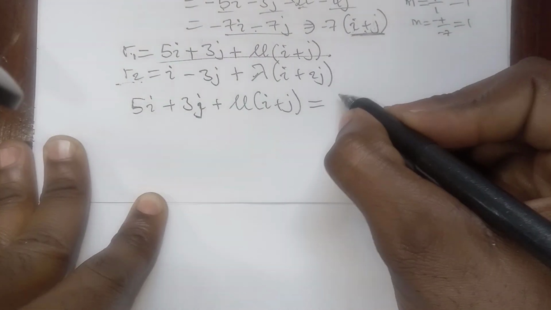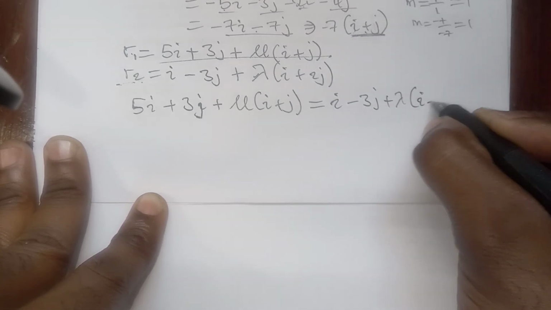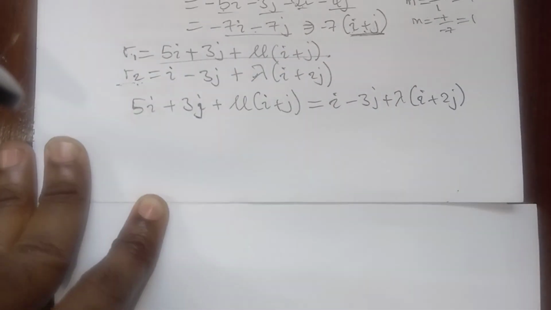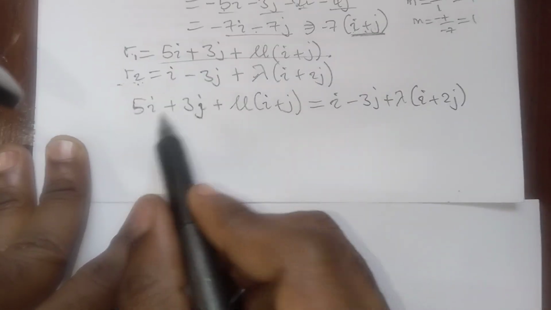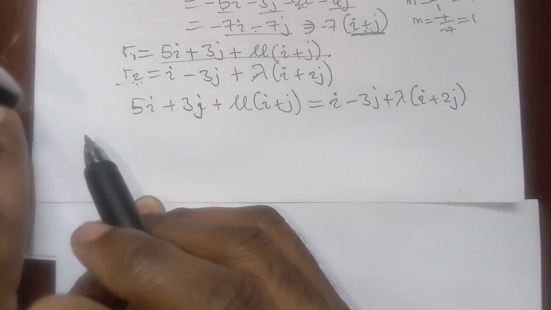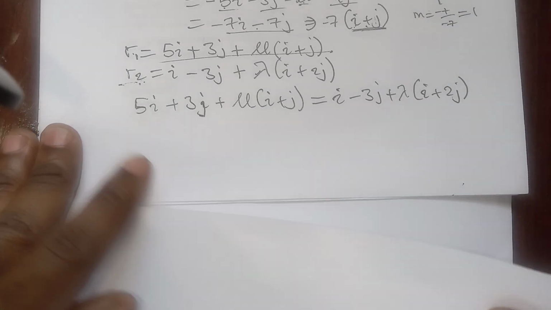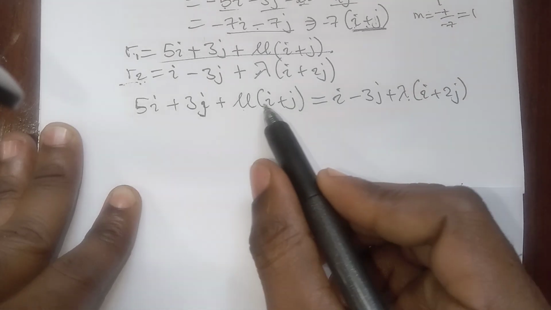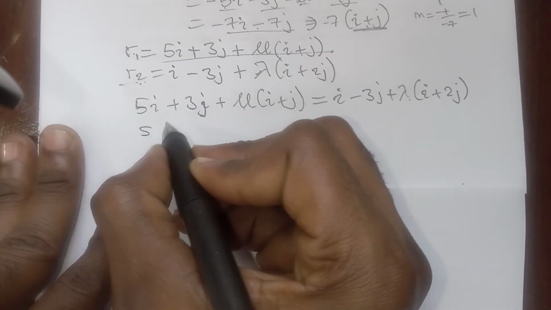So this is why we do this. This is the only time when r1 is equal to r2. It is at the meeting point. So now let's simplify this, put the i components on one side and the j components on the other side, and solve for the unknown. Find the value of lambda or the value of mu. You just need one. Whichever you pick, you should have the same answer.